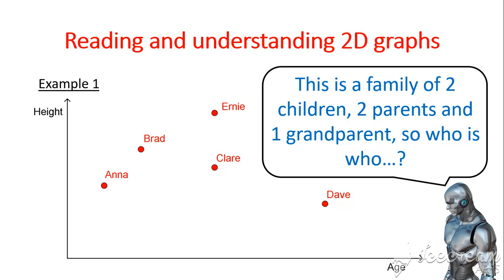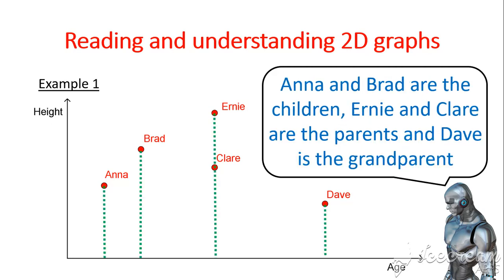Right, this is a family of two parents, two children, and one grandparent. So who's who? Well, I'm going to answer this question based on age. And I'm going to take them all the way back down to the x-axis, the age, and I'm going to say Anna must be the youngest because she's the least on the age. Brad's the next oldest, so they must be the kids. We've got Ernie and Claire are the same age, so I assume they're the parents. And Dave is right up on the right-hand side of the age, which means he's the oldest. So I reckon Dave is the grandparent.